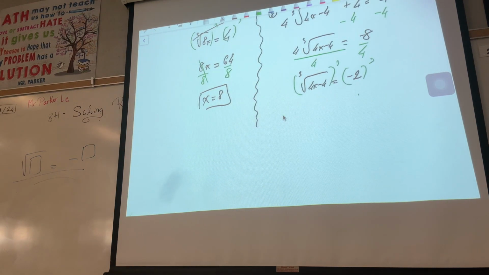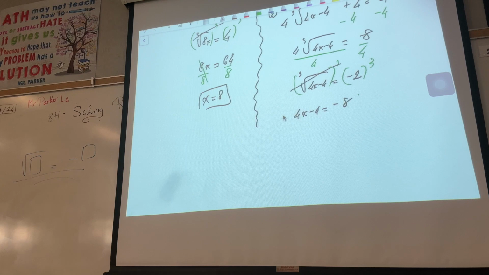Cube it. Good job. So cube and cube root, they cancel out. 4x minus 4 equal to negative 2 cubed. This is the power. What does it mean when you cube it? You multiply by itself 3 times. Negative 8. Positive 8 or negative 8? Negative 8. Good job.